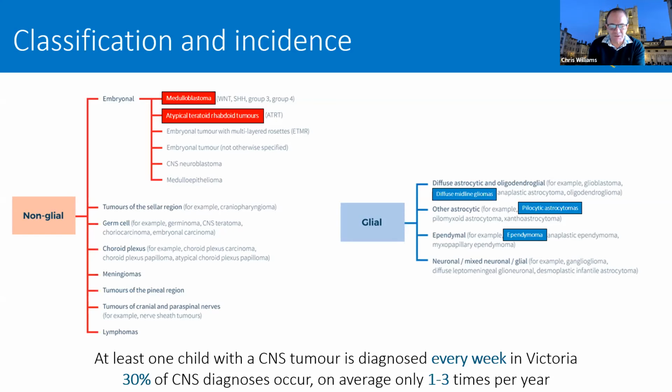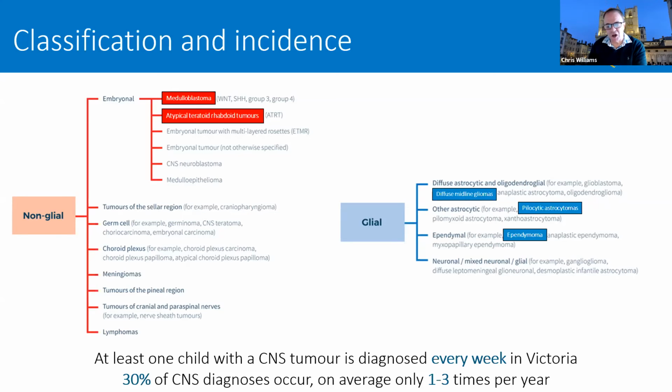So medulloblastoma, ATRT, we love to put acronyms on everything, atypical teratoid rhabdoid tumours, pilocytic astrocytoma. So low-grade gliomas are the most common brain tumour we see. About half of all we see are low-grade gliomas, and most of those are pilocytic astrocytomas. Ependymoma and diffuse midline gliomas. So these are some of the words and language we use.